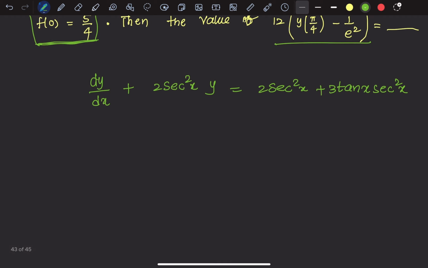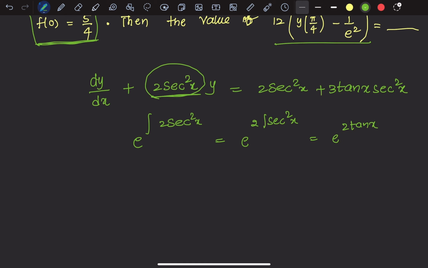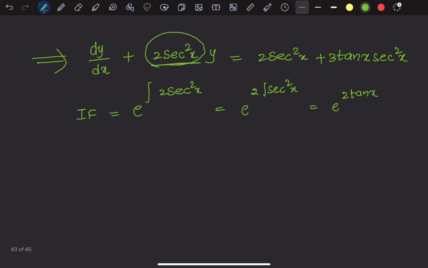So you have to find out the integrating factor. To do that, you have to take e to the power of integral of this particular function 2 secant square x. So that will be e to the power 2 integral secant square x. Integral secant square x is tan x. So e to the power 2 tan x is the integrating factor. So now multiply this whole equation with the integrating factor on both sides.